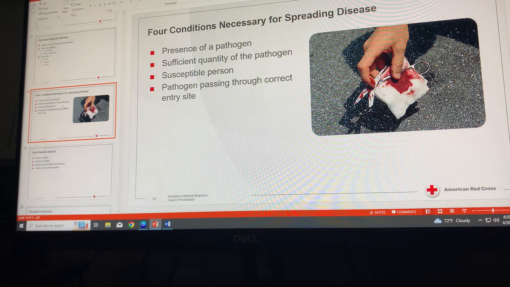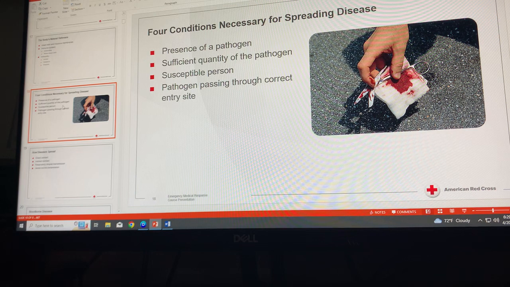The four conditions necessary for spreading disease. For any disease to spread, including bloodborne diseases, all four of the following conditions must be met. A pathogen must be present. That's number one.